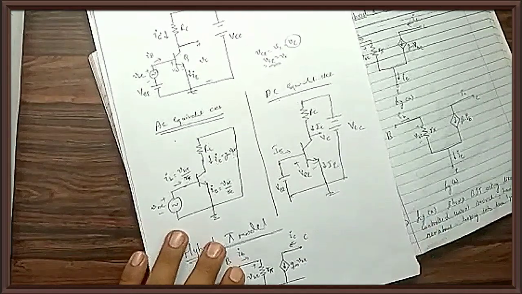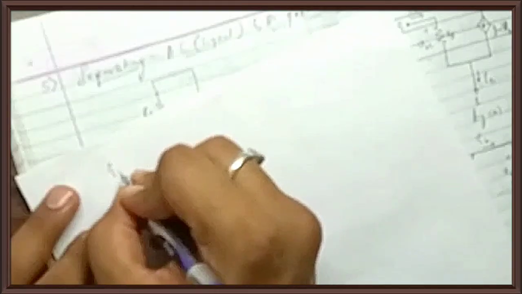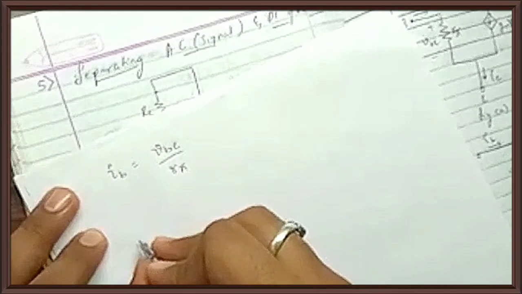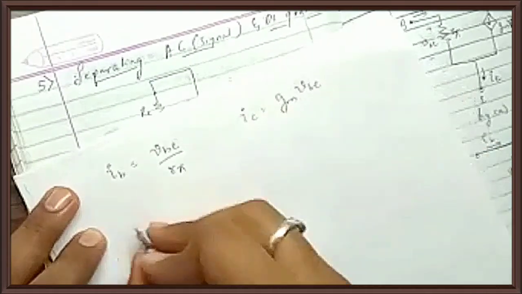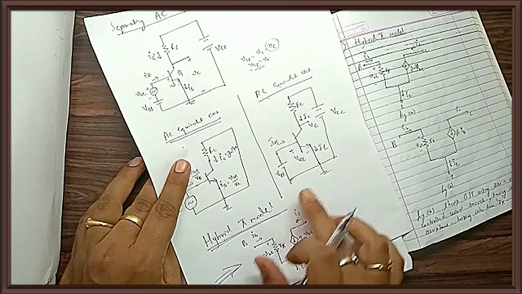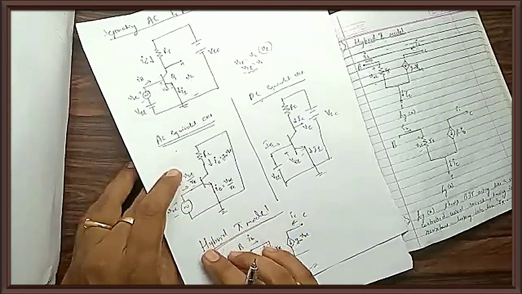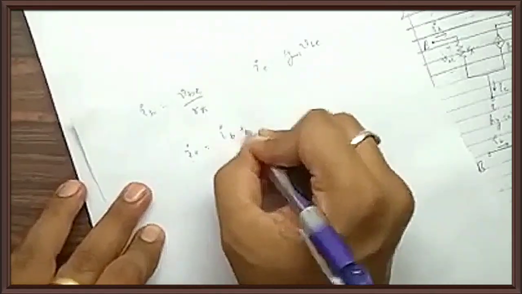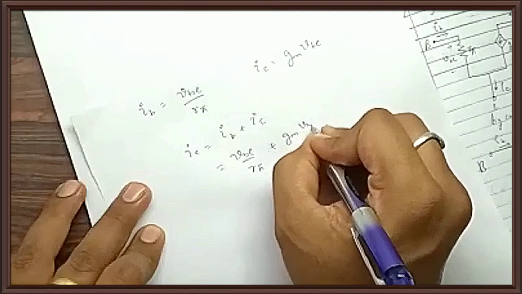Next I'll try to derive the expression of IE now. So what is IE? IB is VB by R pi, and IC is GM into VB. I'm just trying to validate whether my diagram is correct. If my diagram is correct, then my expression for IE should be the same as what I derived in the previous session. Correct? So what is IE? It is IB plus IC, which is VB by R pi plus GM into VB.